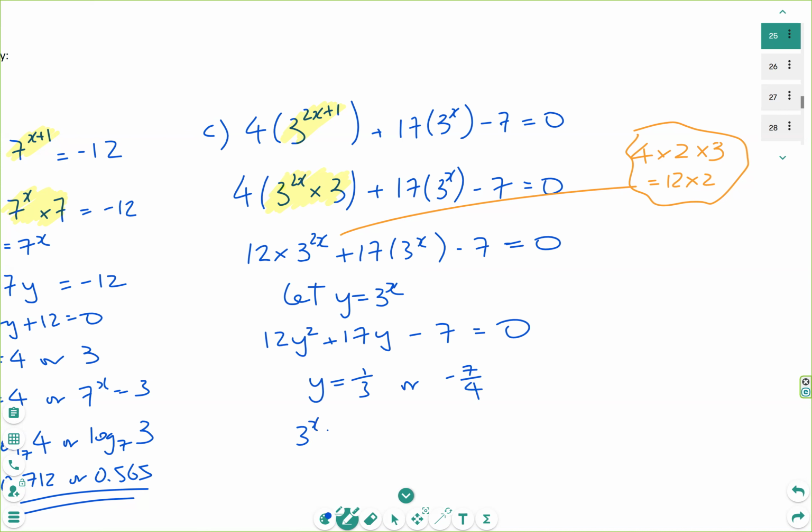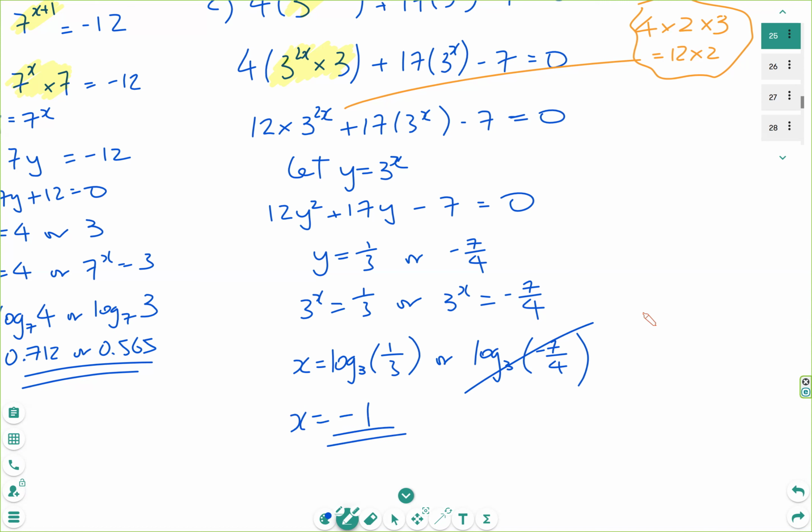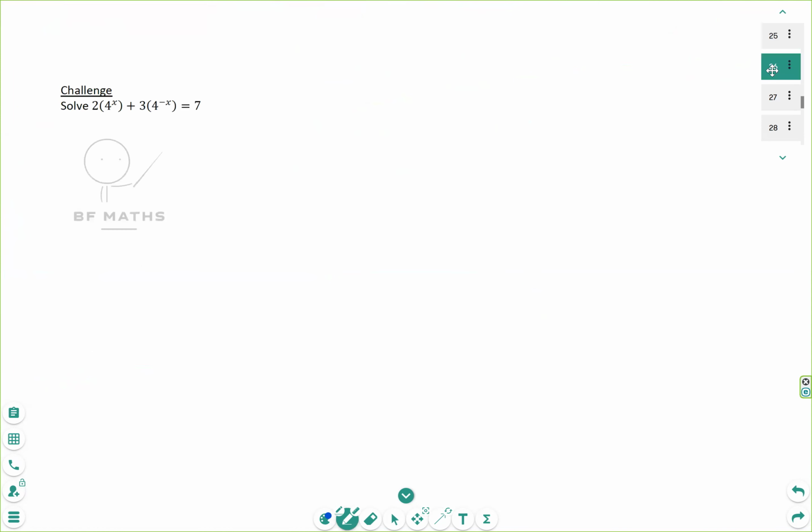So 3 to the power of x equals a third or 3 to the power of x equals negative 7 over 4. So x equals log 3 of a third or log 3 of negative 7 over 4. If you remember what I said, you can't log a negative, so you're going to reject that one. That will give you a maths error. So put this in the calculator, you get minus 1. And that's it. So next one.